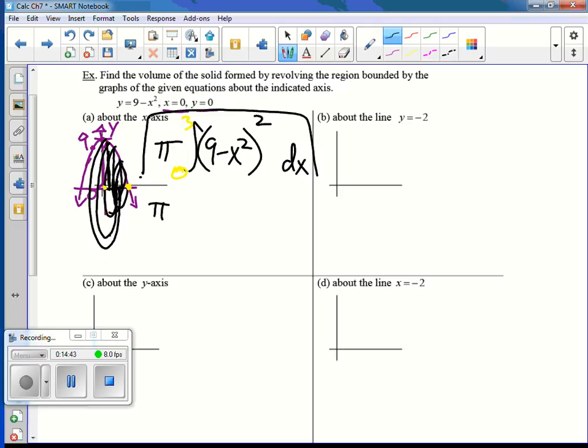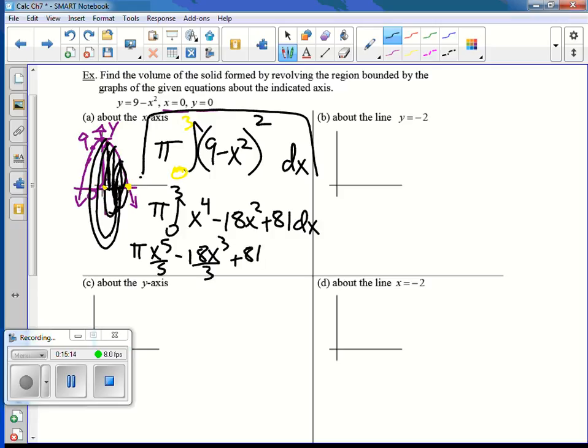So this will be pi times the integral from 0 to 3, and of course that's a factor, so we're just going to FOIL. If you FOIL that, you should get x to the 4th minus 18x squared plus 81 dx, and then if you integrate, you're going to get pi times x to the 5th over 5 minus 18x cubed over 3 plus 81x evaluated from 0 to 3. And by the way, don't forget, you're multiplying this whole thing by pi.